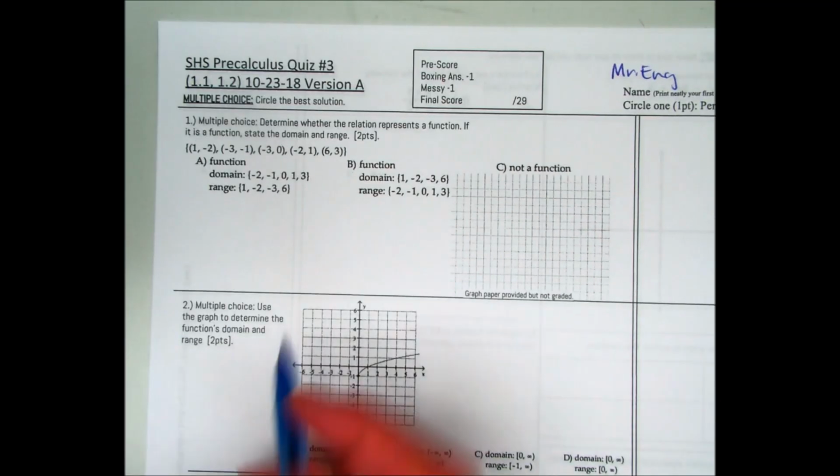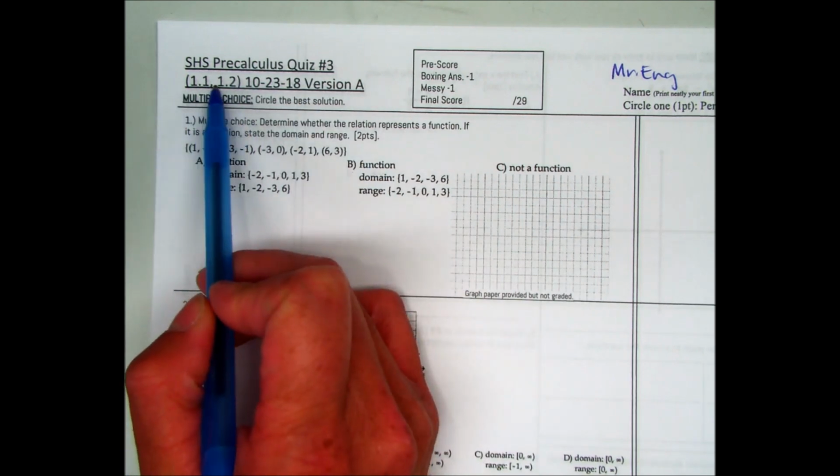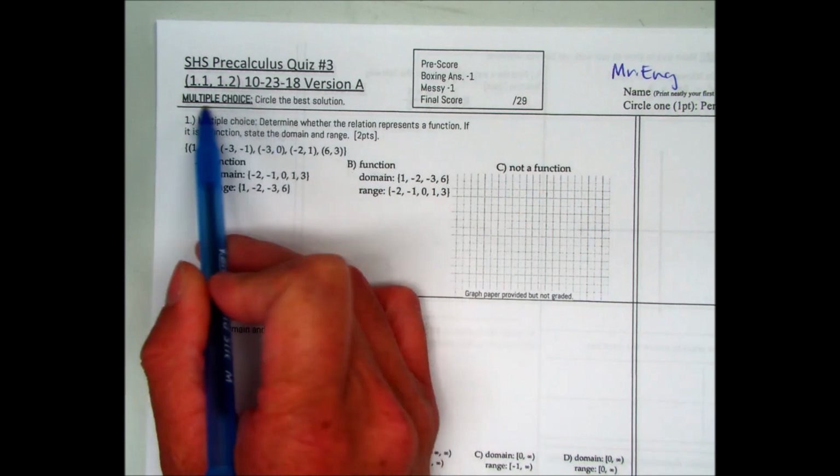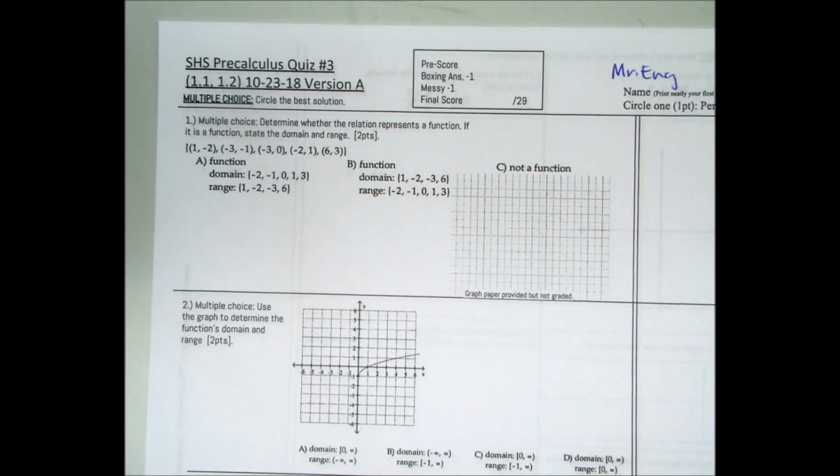Let's go over Precalculus Quiz number 3, 1.1, 1.2, October 23rd, 2018, version A. Circle the best solution. Multiple choice. Determine whether the relation represents a function. If it is a function, state the domain and range.